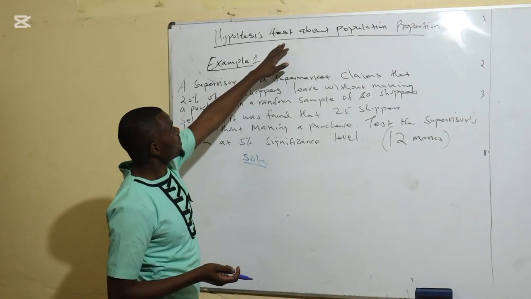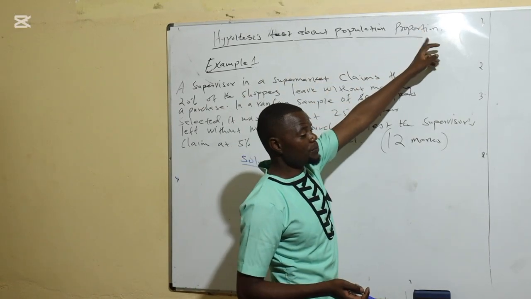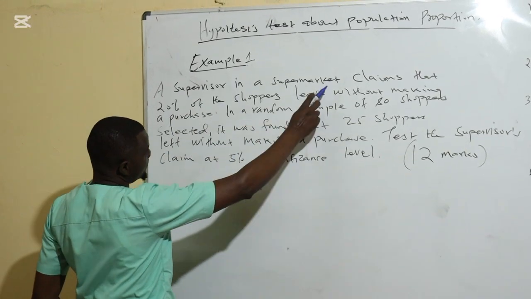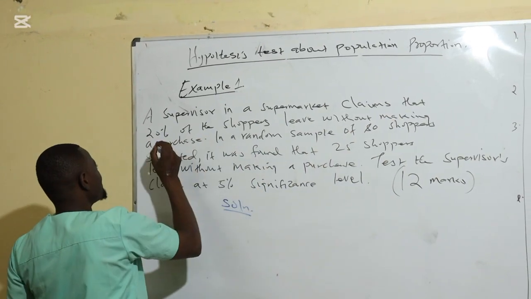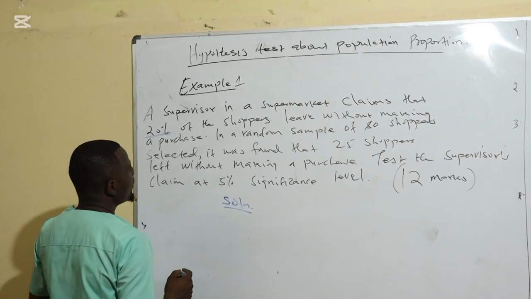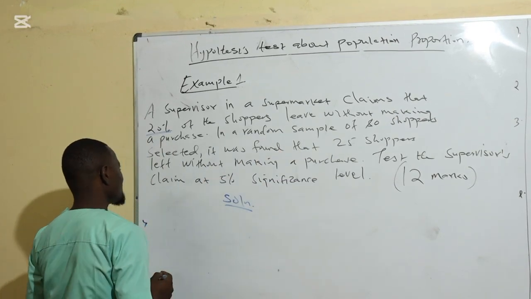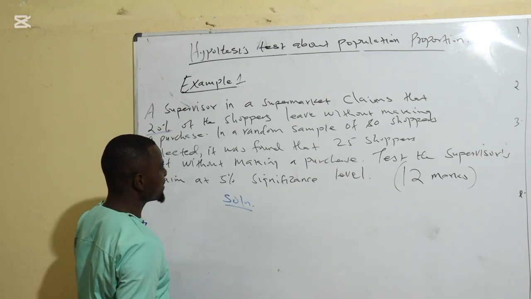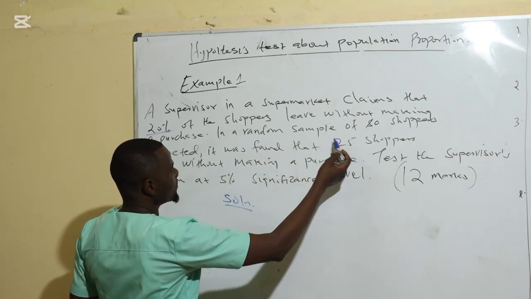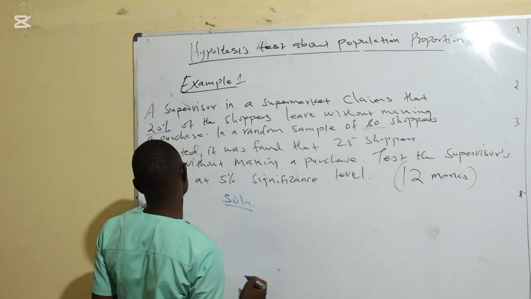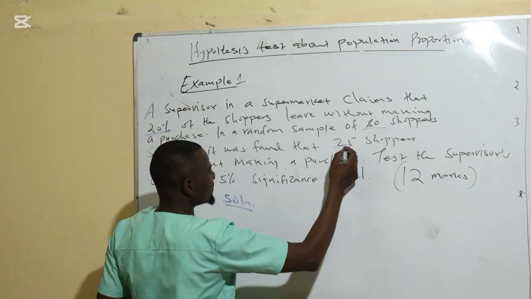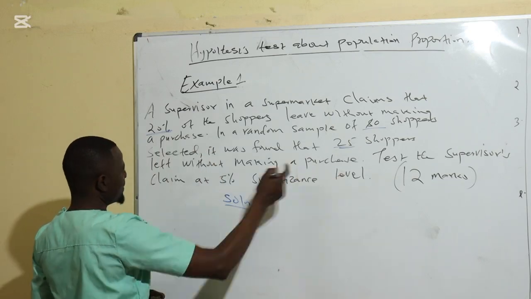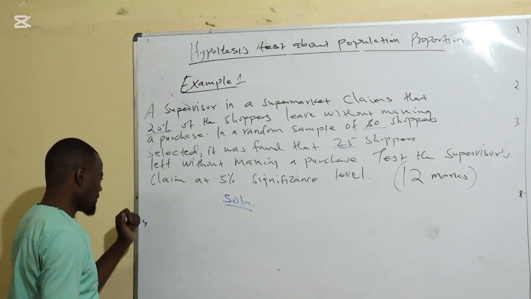So let's look at testing hypothesis about the population proportion. And here is the example. A supervisor in a supermarket claims that 20% of the shoppers leave without making a purchase. So that is a proportion. 20% leave, that means 80% at least buy something in a shop. In a random sample of 80 shoppers selected, it was found that 25 shoppers left without making a purchase. So test the supervisor's claim at 5% significance level.